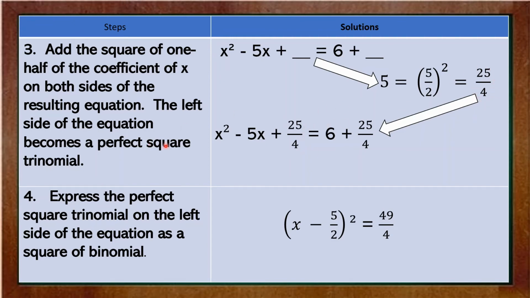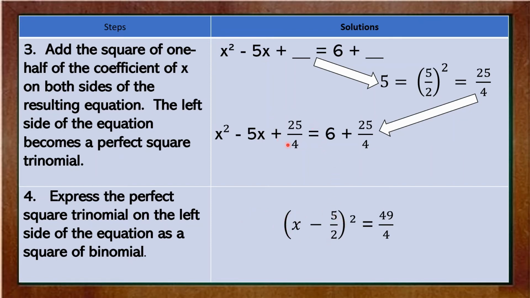So it becomes x squared minus 5x plus 25 over 4 is equal to 6 plus 25 over 4. So that is our equation now. Step number 4. Express the perfect square trinomial on the left side of the equation as a square of binomial. So what will be the square of binomial?